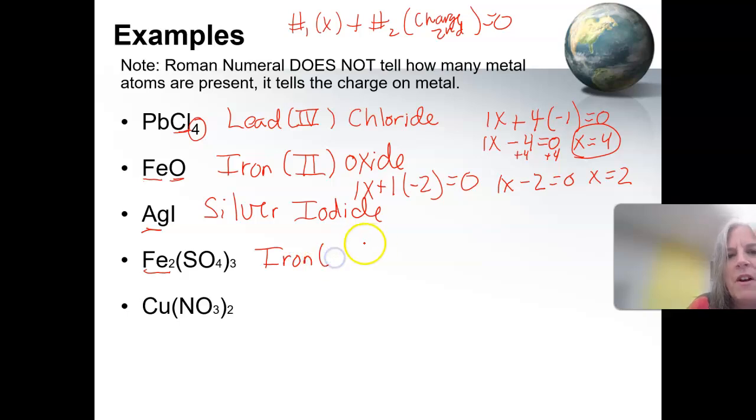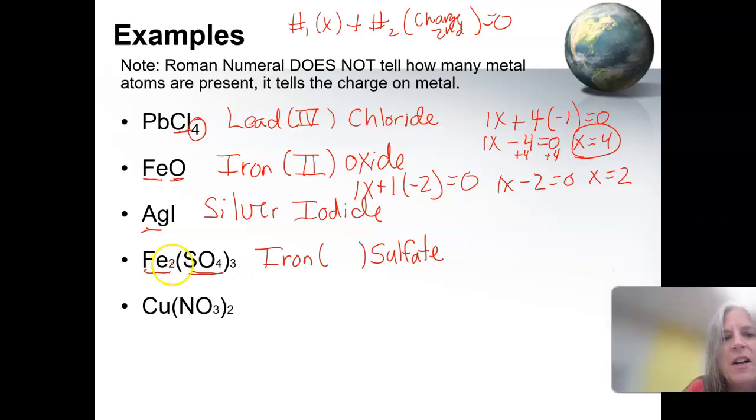We put in our spot for our Roman numeral. This is the polyatomic ion sulfate, so don't change the wording of the polyatomic ion. And now we got to do our little equation. Okay, so this time I have 2 of the first one, so it's going to be 2x plus I have 3, not 4. It's there.